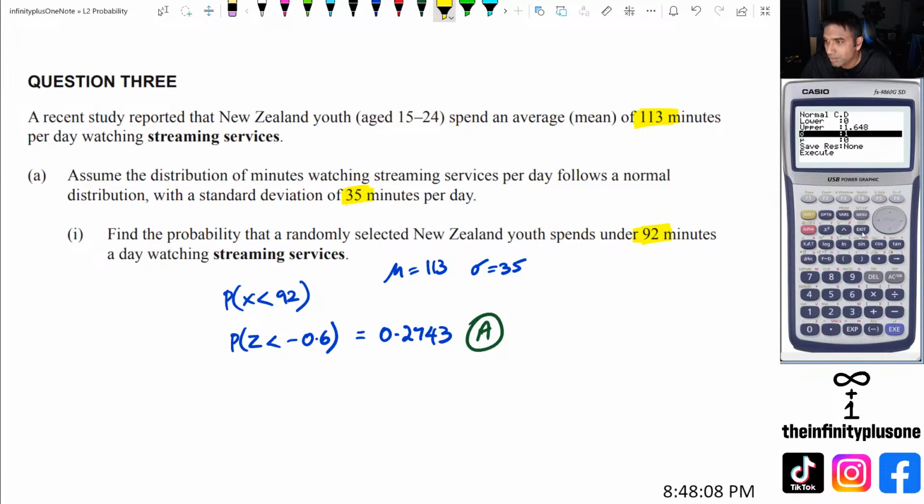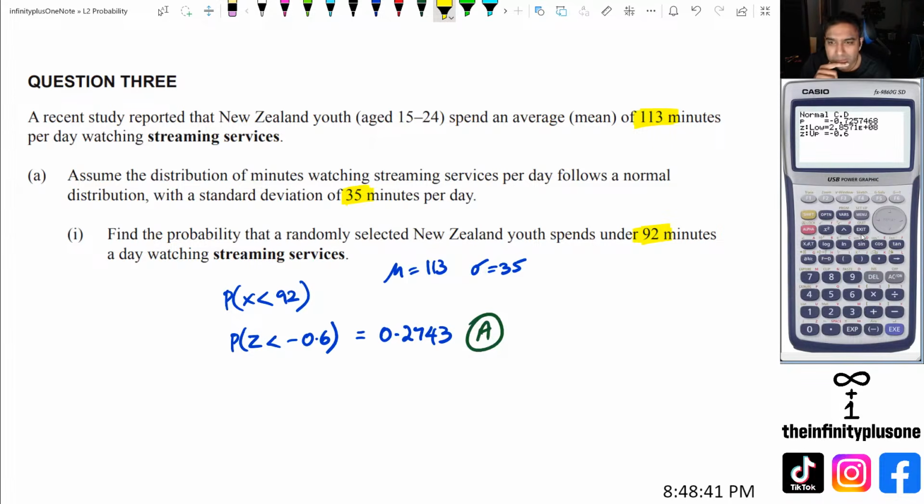into stat mode. Our lower value, in this case, we don't know what the lower value is, and I'll talk a little bit more about the calculator hack for that, but I usually put this, I'll tell you why tomorrow. Upper, I'm going to go 92, standard deviation is 35, mean is 113, and there you go. I've made a mistake somewhere. Why have I made a mistake somewhere?